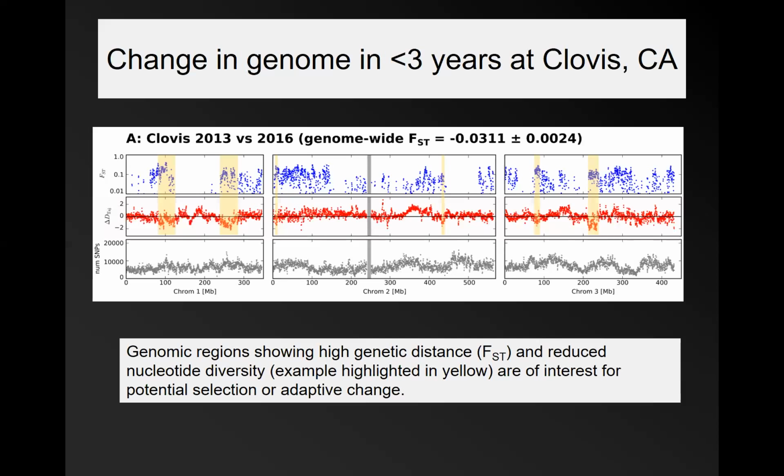Anton? Yes. Is it possible that you could get multiple introductions to Clovis, like after 2013, that you get a new population coming in, or is it just selection? And how would that affect the patterns you see here?